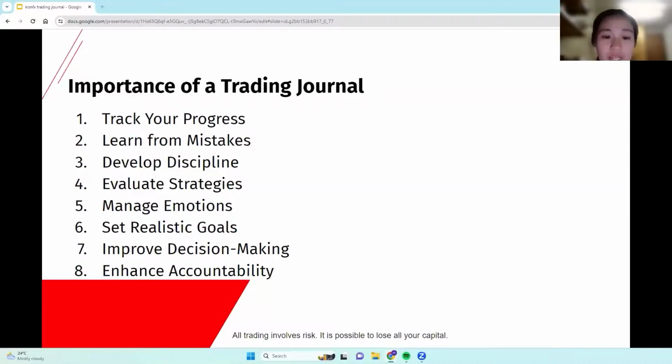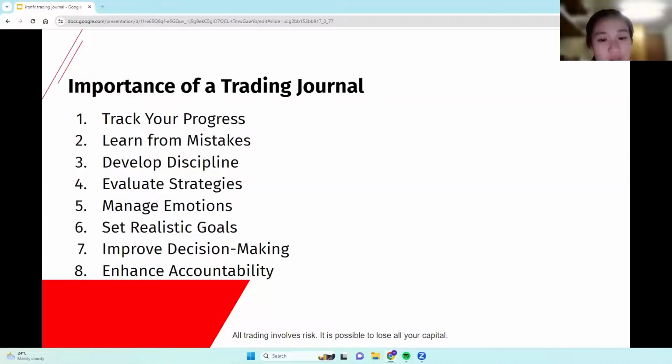So I'm sure if any of you guys have ever traded, you will know how difficult it is to really maintain and stick to your trading plan, especially when it's not going according to your plan. Okay, so next, evaluate strategies. So you can identify which strategies are working well and which ones need adjustment or refinement. So this helps you to basically evaluate the effectiveness of your trading strategies.